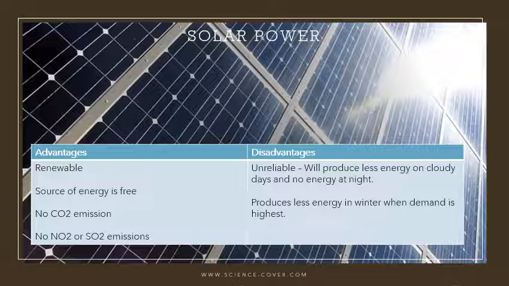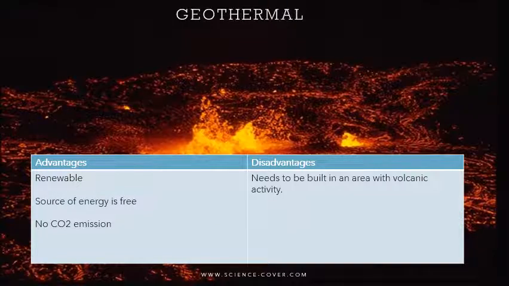We also produce less energy in the winter months where the days are shorter, but this is when demand is highest for electricity. Geothermal energy involves us pumping water down below the Earth's surface to hot or magma rocks below the surface, and then bringing that water back as warm water or steam. Now, the advantages of this is that it's renewable, the energy source is free, and again, we're not getting any carbon dioxide emissions. The disadvantage is that it needs to be built in an area with volcanic activity.